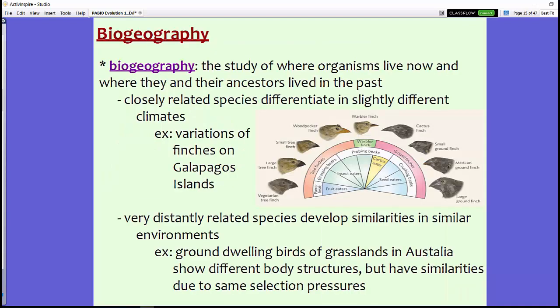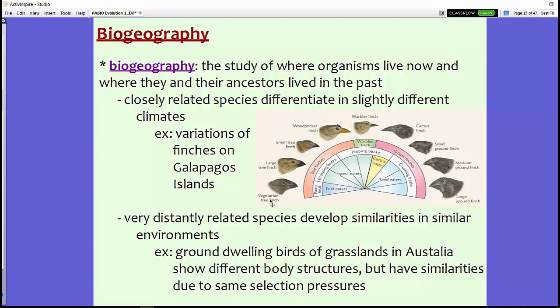So let's talk a little bit about biogeography. Biogeography is the study of where organisms live now and where they and their ancestors lived in the past. So we take a look at closely related species and see how they differentiate themselves in different climates. We can also take a look at, for example, the variations in finches on the Galapagos Islands. While the climates are not very different in the Galapagos, we also see a variety of different types of niches.